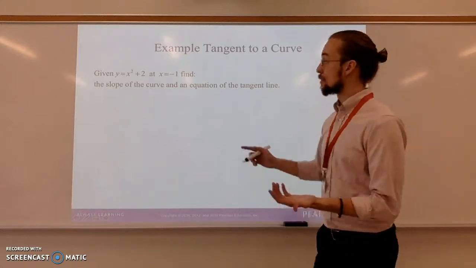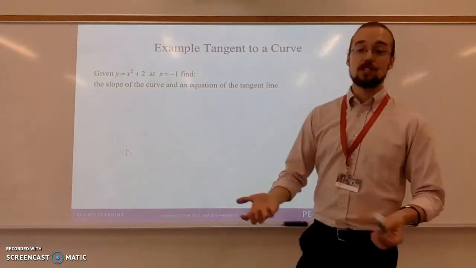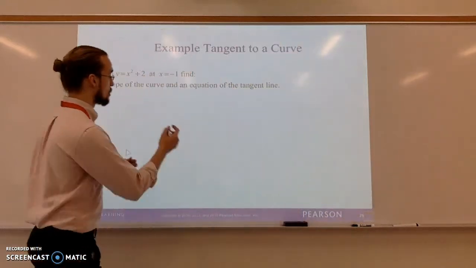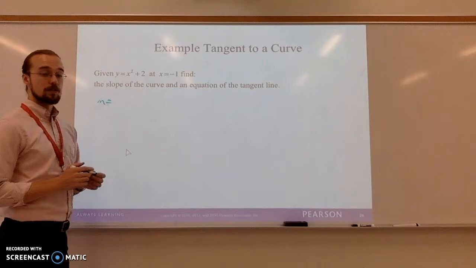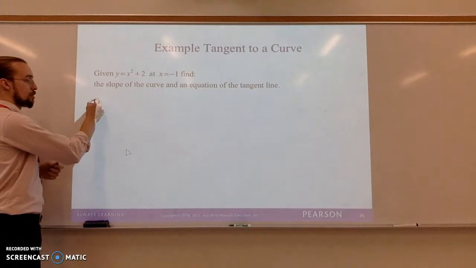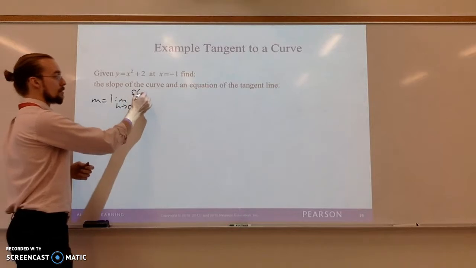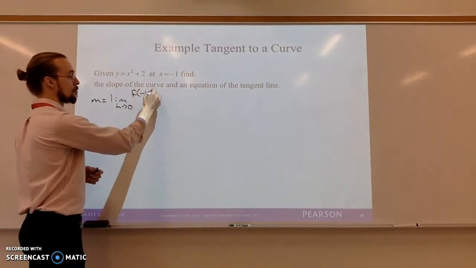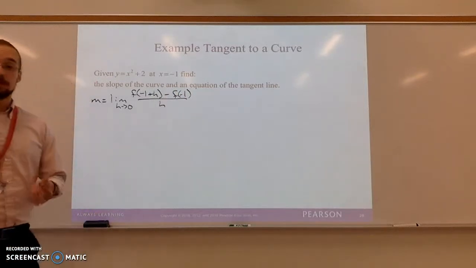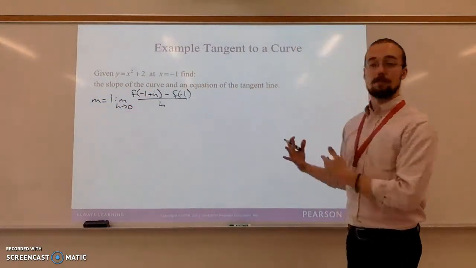Okay, let's say, given this function, x squared plus 2, we want to find the instantaneous rate of change at x equals -1, and then use that to find an equation of the tangent line. Okay, so start the exact same way. I want to first find the slope. Okay, let me use my other marker here. So our slope is the limit as h approaches 0 of f of, in this case, -1 plus h minus f of -1 all over h. Okay, so we need to evaluate f of -1 plus h and f of -1. So I'm going to do that off to the side here.